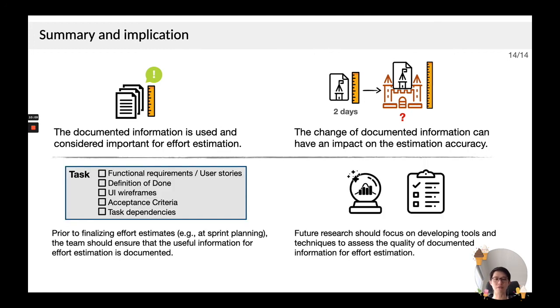Based on the results of RQ 3, we suggest that before finalizing effort estimates, the team should check whether the useful information for effort estimation is documented if applicable, in order to avoid making unnecessary assumptions during the estimation. Lastly, future research should focus on developing tools and techniques to assess the quality of documented information for effort estimation.